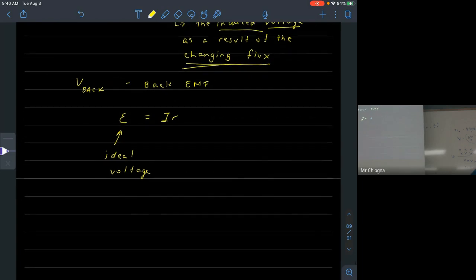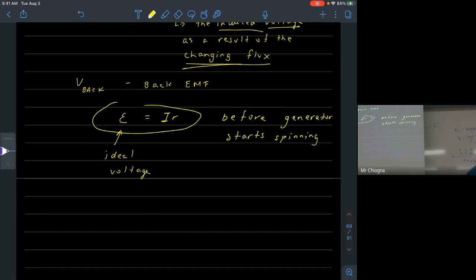Okay. Now, what happens? This is when you're not spinning, before the generator starts spinning. Generator. Okay. That's the voltage. That's the current that's passing through the wire. That's the resistance of the wire. Okay, once it starts spinning, what's going to start happening?